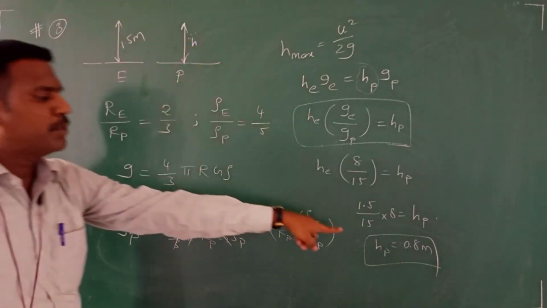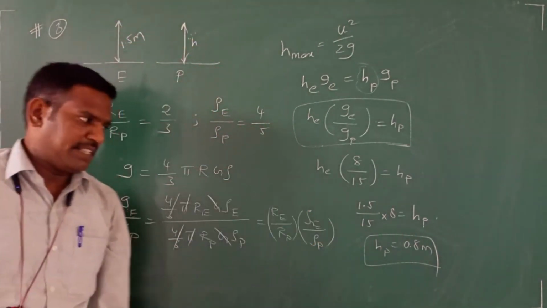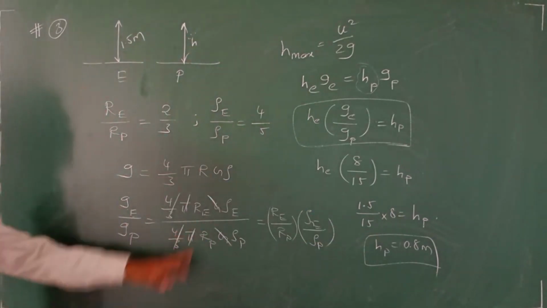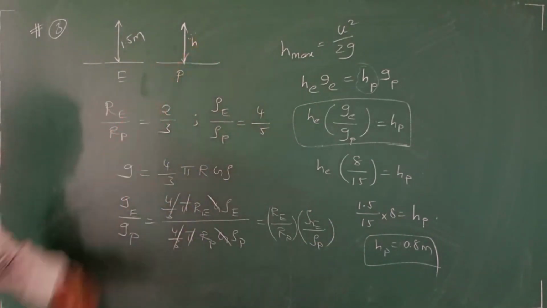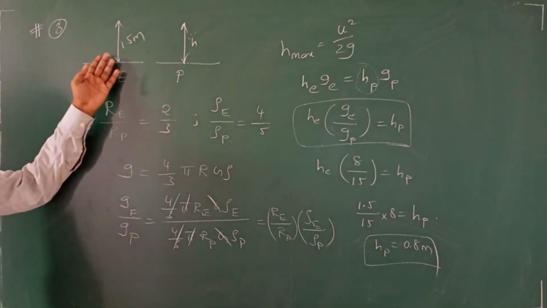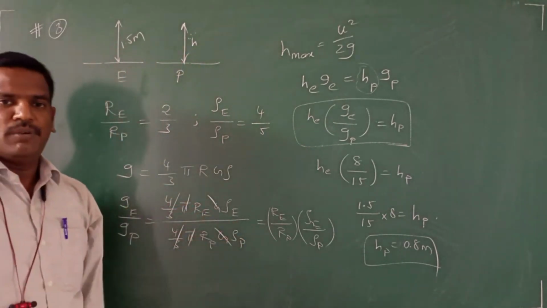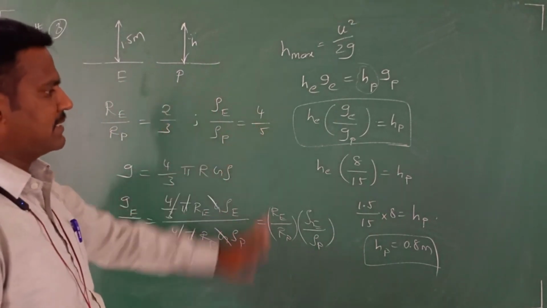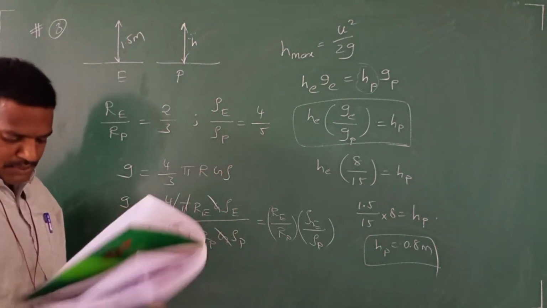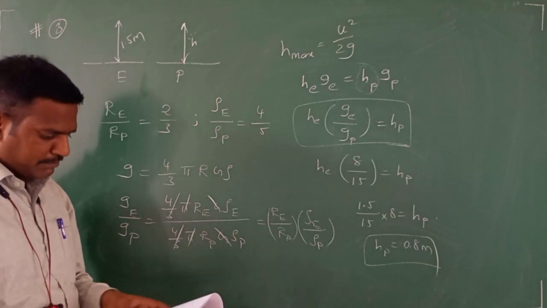So on the earth surface, if he can jump up to 1.5 meters, here on this planet he can jump up to just 0.8 meters, less than that value, because acceleration due to gravity is more for this planet and it is less for the earth. If we compare between these two, we will get it like this. So this is how we can understand this. Okay, so let us proceed with the next sum.